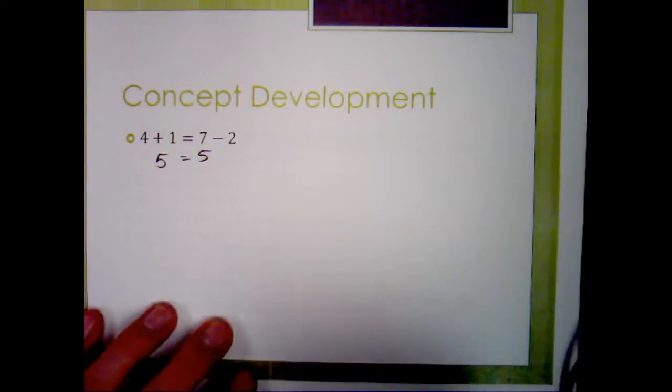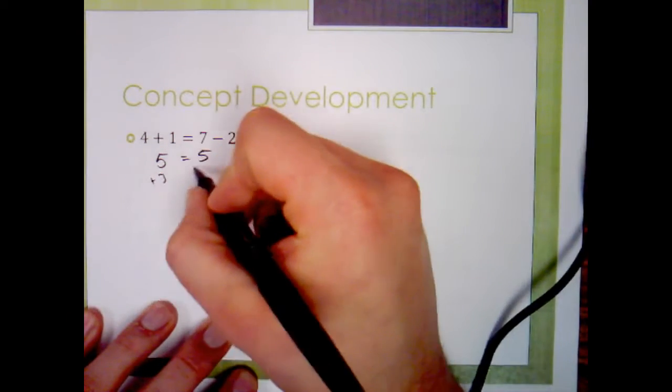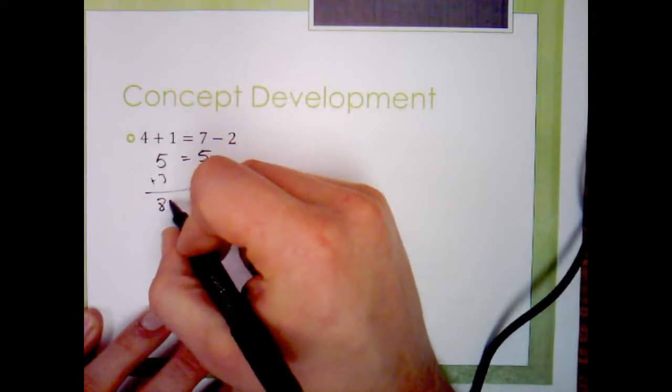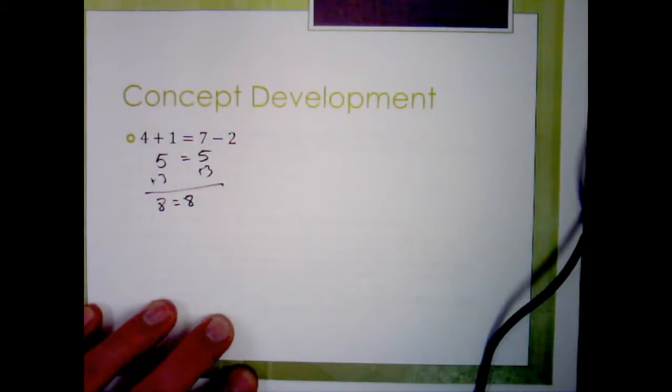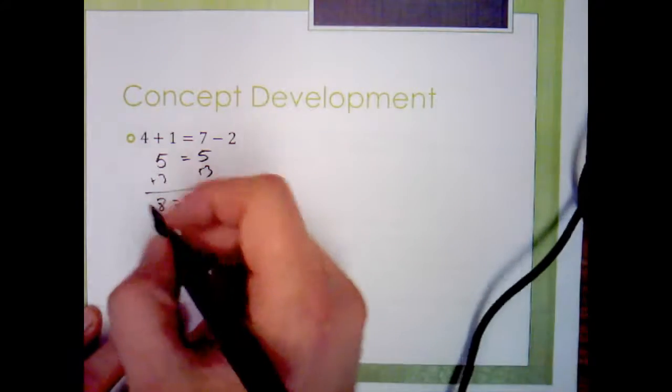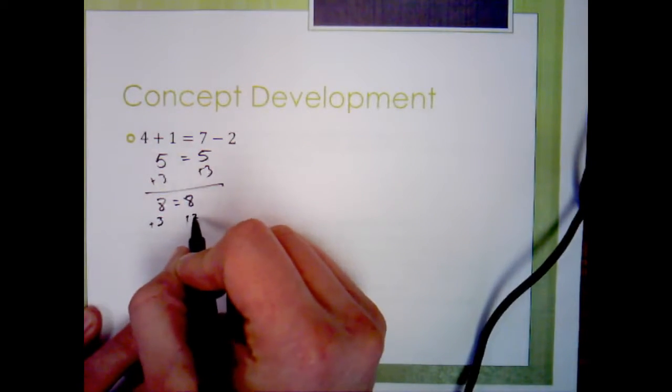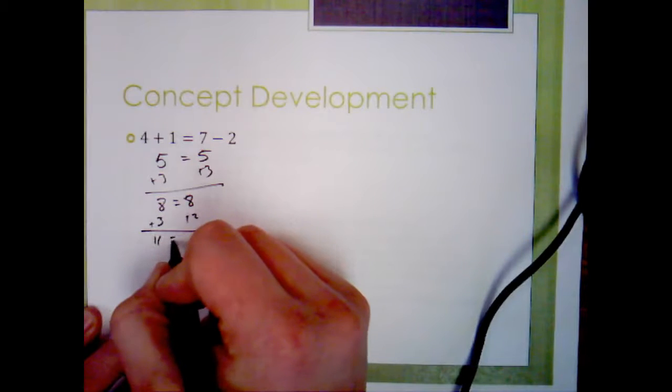Okay, what do you notice? Is the equation still true? Okay, well, let's go through and find out. So the first thing I told you to do was add 3 to both sides of the equal sign. I get 8 equals 8. Then I said add 3 to the left side and add 2 to the right. So here I have 11, here I have 10.